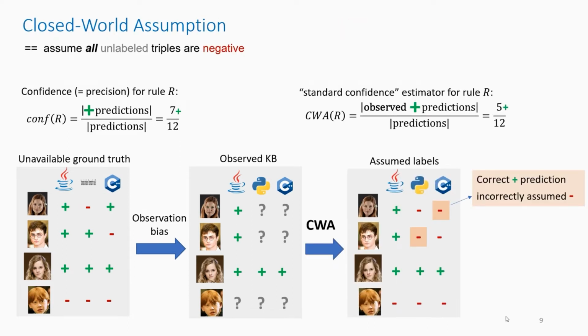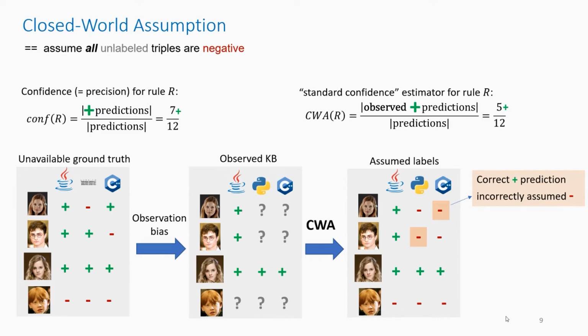The first assumption is called the closed world assumption, which is the simplest assumption you can make. It is just assuming that all unlabeled triples are negative. So here in our example, we replace all question marks with a minus sign to indicate we assume these triples are negative. Note that by doing so, we also incorrectly assume that some positive triples are actually negative.